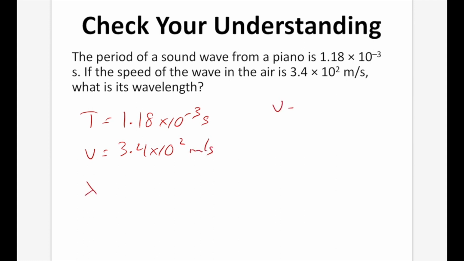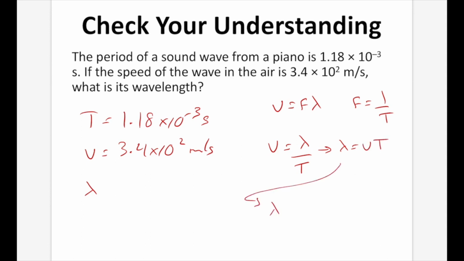We know V equals F lambda, and since F is going to equal 1 over T, we can rewrite it as V equals lambda over T. Lambda is going to equal V times T. Lambda is going to equal 3.4 times 10 to the 2 times 1.18 times 10 to the negative 3. That equals 0.40 meters. 2 sig digs, and that is what we need.